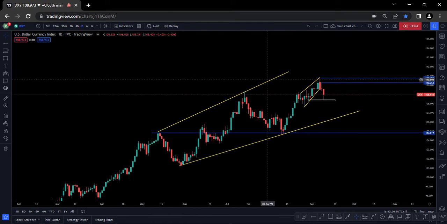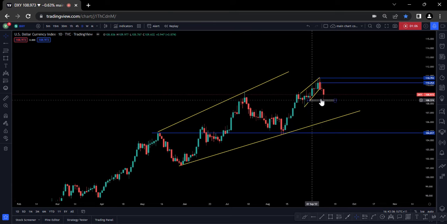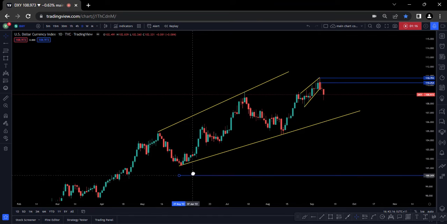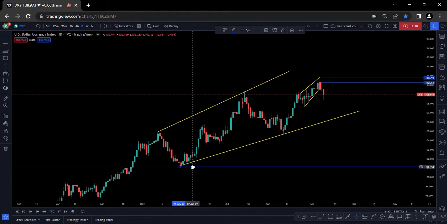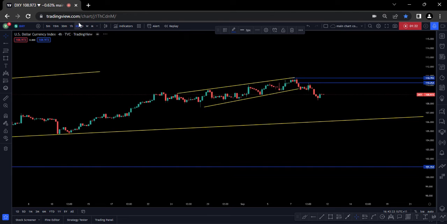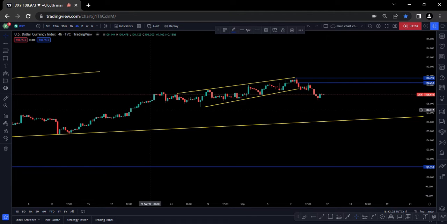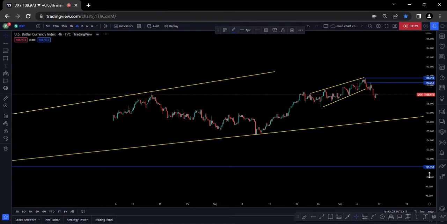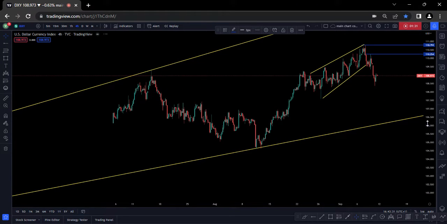On the daily here, I drew my outer structure, and I'm 90% through here, just for simplicity's sake. So let's go to the 4 hour. So here is the 4 hour.